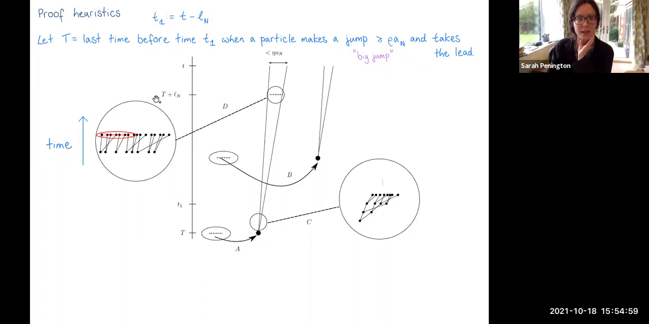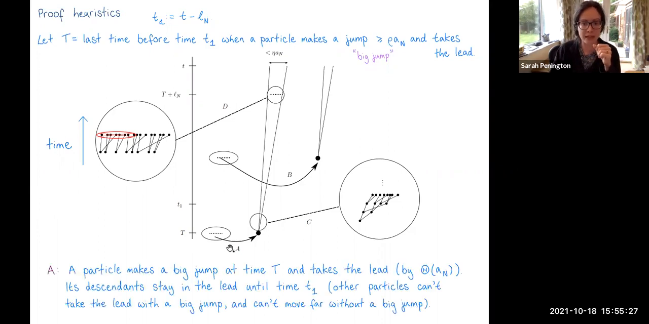So in this picture, time is going up the slide and the particles are being shown sort of left to right at different times. So this is time little t, and then this is going back to time capital T, which is sometime before this time t1. So I'm going to try and explain what is happening in this picture, which is meant to be showing what happens with high probability in the process between these times.